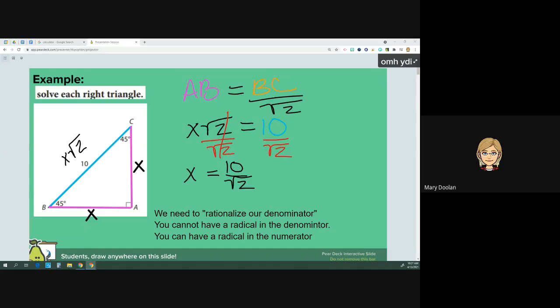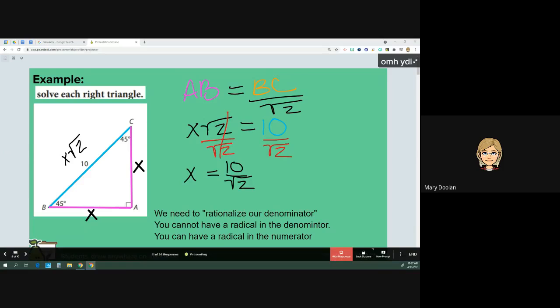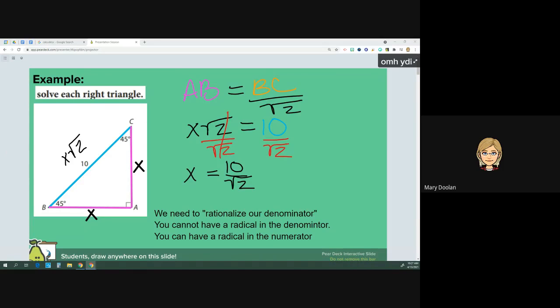But this is why we need to rationalize our denominator. I was answering a message. I got it like mid-thought, I got distracted.